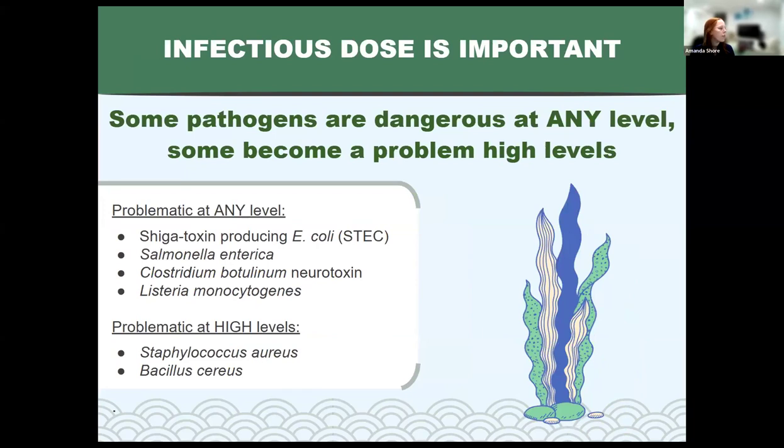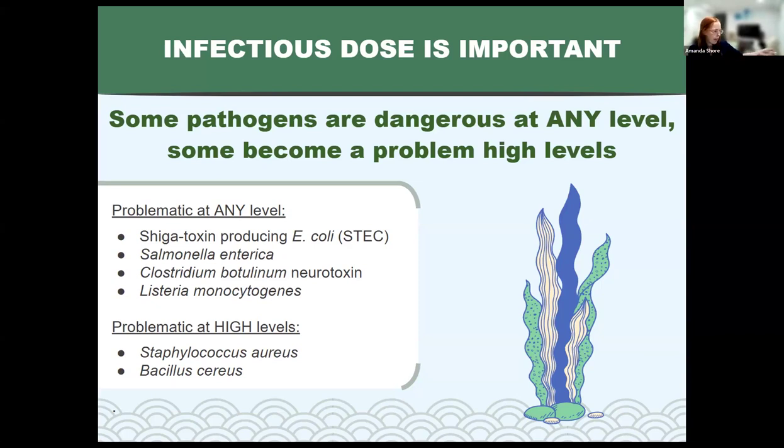All right, and then for all of these bacteria, the infectious dose is important. For some pathogens, their presence in even very low numbers can be problematic or cause disease. In other pathogens, really high numbers need to be present in order to cause disease. This is better established with other food products. This is not an exhaustive list of bacteria that can be problematic at different levels. These are just some examples.